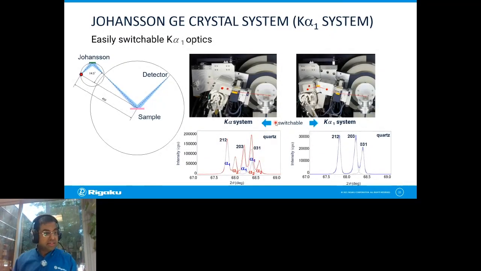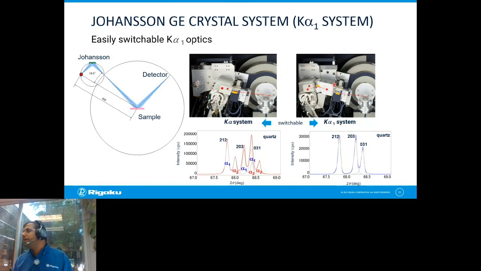In structure determination, I want to point out that one of the key requirements is having very high resolution and intensity on the peaks, because we perform indexing. If there are overlapping peaks, the indexing cannot be correct, and your very first step can be slightly erroneous. So Rigaku's Johansson geometry provides us a K alpha 1 system. For example, this is the quartz fingerprint region, and there are K alpha 2 lines here. You can see in the K alpha 1 system we are maintaining good intensity, and we have eliminated the K alpha 2 lines. So the peaks are very well resolved, and it would be ideal for indexing.